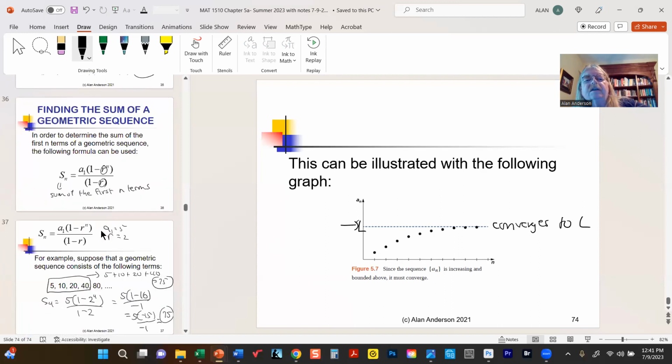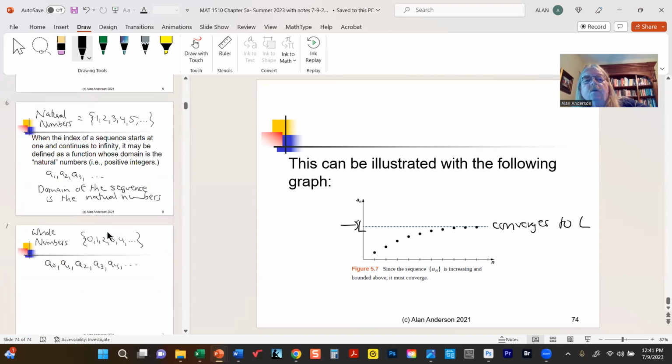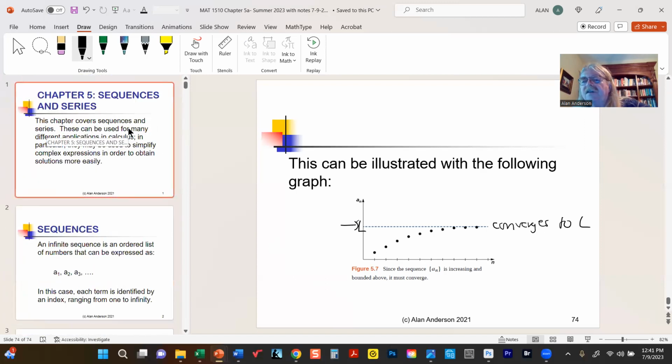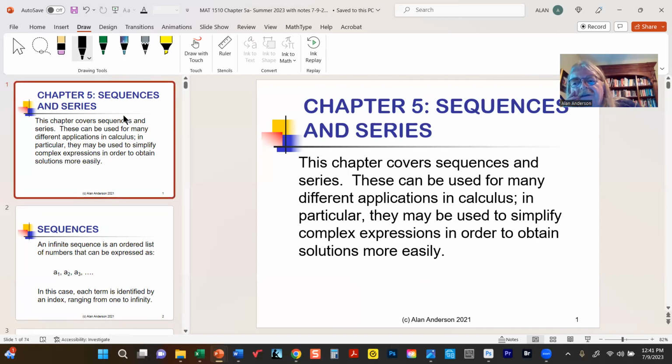These were all sequences. What's coming up next in the second half of this chapter is series. And series are basically derived from sequences in a very unique way. So we're going to look at that next time. Okay, so see you then.